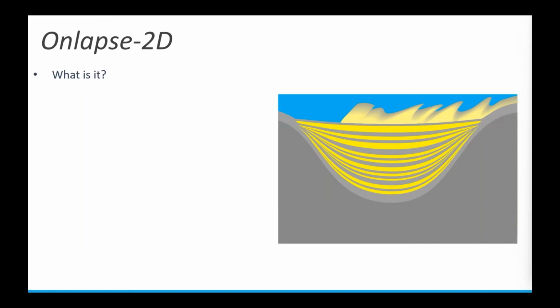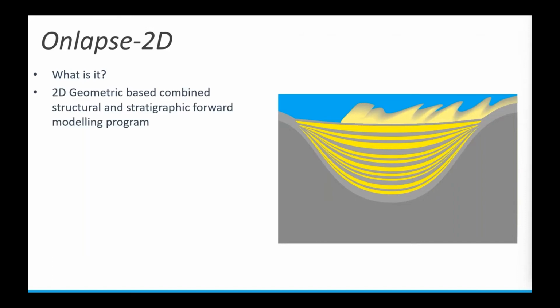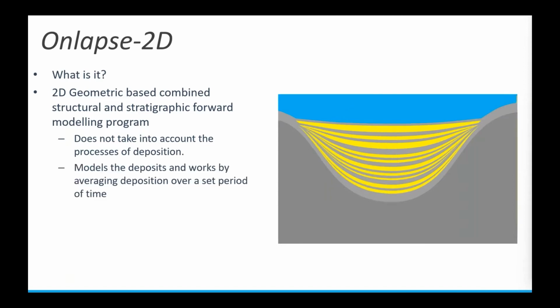So what is ONLAP 2D? Well, ONLAP 2D is a 2D based combined structural and stratigraphic forward modeling program. It simulates the tectonostratigraphic evolution and development of structurally controlled deep water mini basins. It's designed to be used in areas with imperfect subsurface data. So a quick refresher, geometric based models do not take into account the processes of deposition, unlike process-based stratigraphic forward models, and instead work by averaging deposition over a set period of time, taking into account only the essential behavior within a sedimentary system. ONLAP 2D uses simple rules to precisely match subsurface data from the real world and iterates towards a best fit solution through hundreds of simulations.